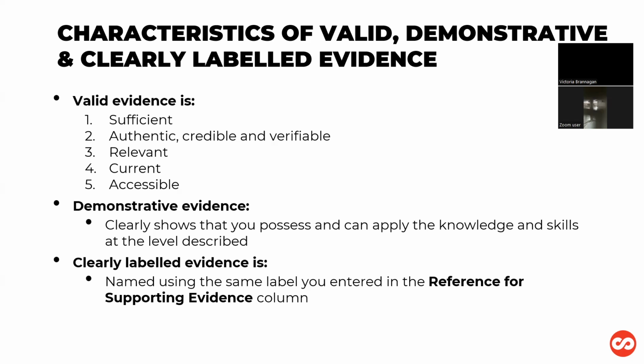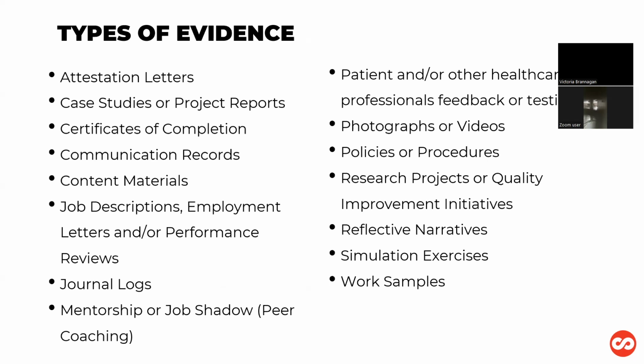Now that we've reviewed what makes your evidence valid, clearly labeled, and demonstrative, let's take a look at the different types of evidence you can include in your portfolio. This list shows examples of the kind of evidence you can include in your portfolio. There are quite a few listed here, but remember, these are just examples. You're not expected to include every type, and you can also include other evidence not listed if it is valid and demonstrative. The key point is to choose the best pieces of evidence, ones that clearly show your knowledge and skills for the specific competency you're being assessed on.